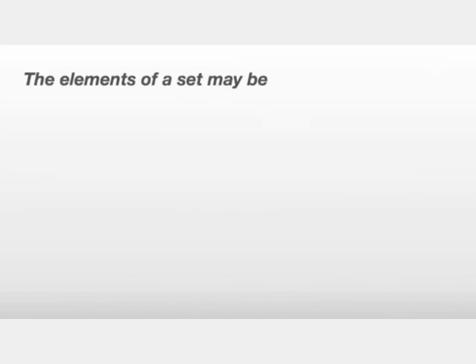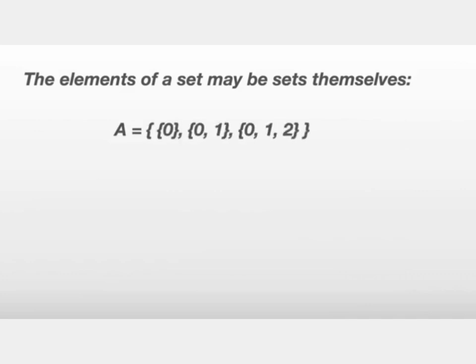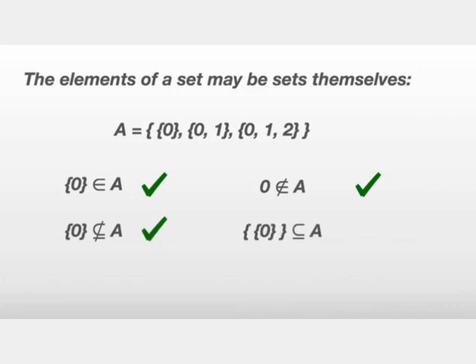The elements of a set may be sets themselves. If we have this set A, then the set containing 0 is an element of A, but not 0 on its own, since the elements of A are all sets. Here it becomes tricky to keep track of what's an element and what's a subset. The set containing 0 isn't a subset of A, it's an element, as we've seen already. In fact, the set containing 0 is a subset of A, and it's important to really think about the difference in cases like this.